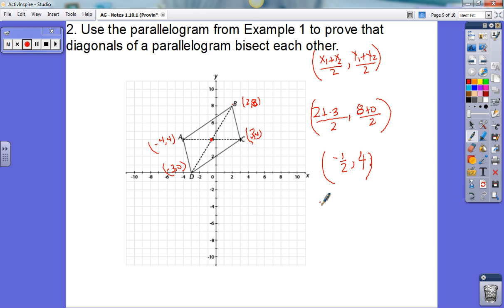Let's try that with our other segment, AC, our other diagonal. I'm going to add my x's together, and then add my y's together. So I end up with negative 1/2 and 4. Again, same spot. So I was able to prove the diagonals bisect each other by looking at how the midpoint is exactly the same for both.